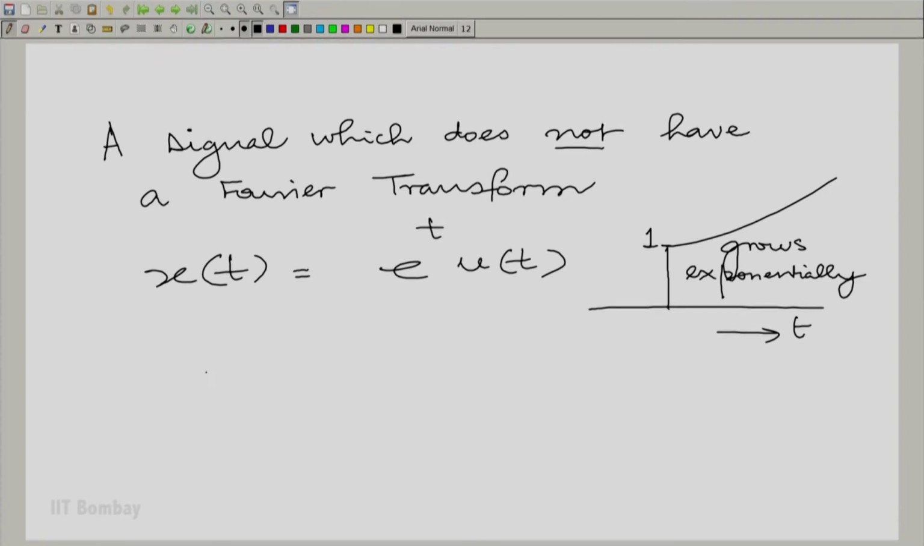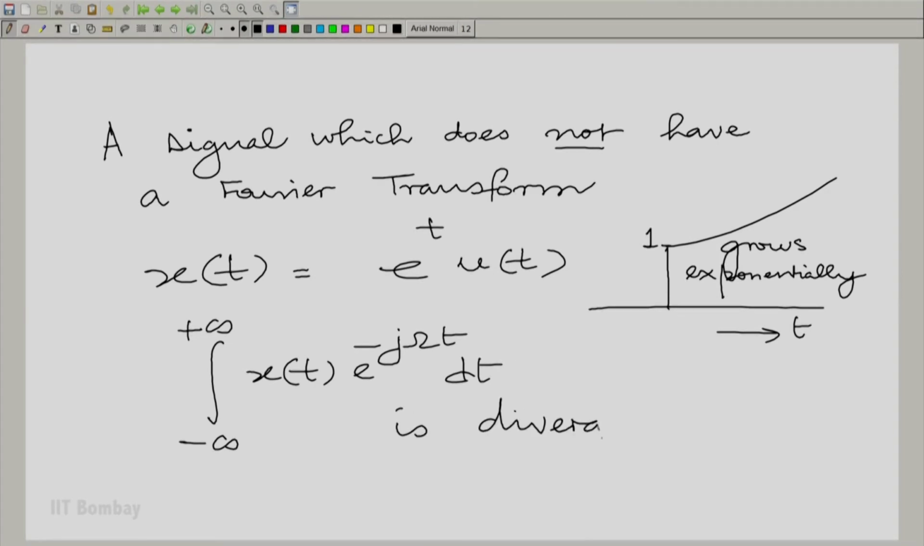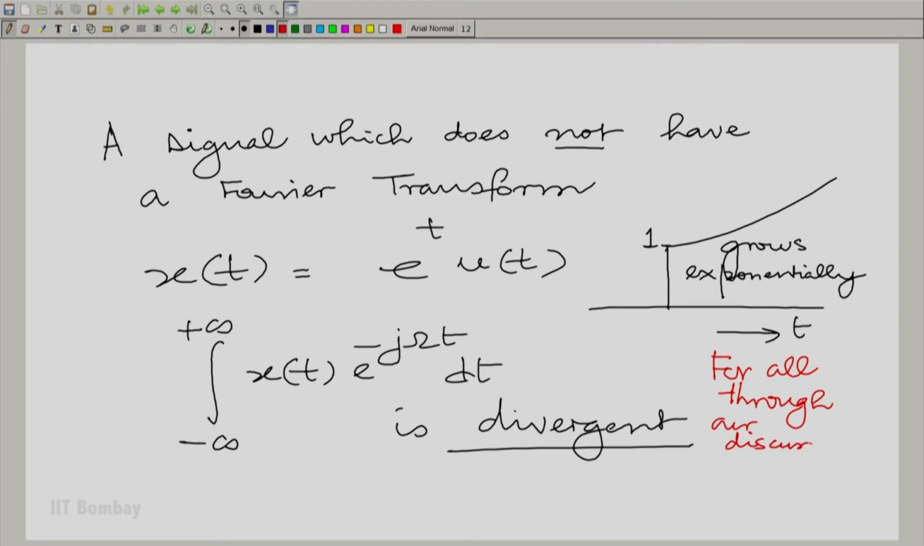Here the integral from minus to plus infinity of x(t) e raised to the power minus j omega t dt is divergent, it does not converge. So, this signal has no Fourier transform. Now, let me make it very clear right at this juncture. For the moment, all through this discussion on sampling, we omit such signals from consideration.